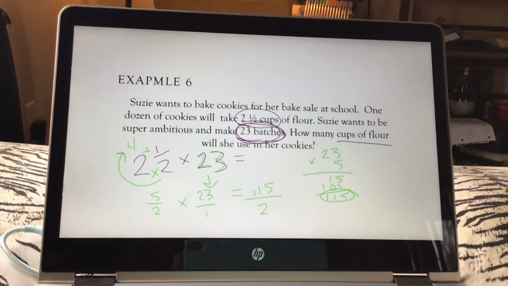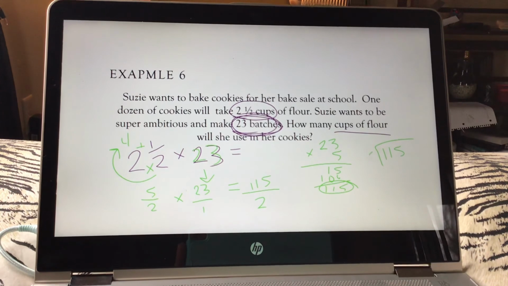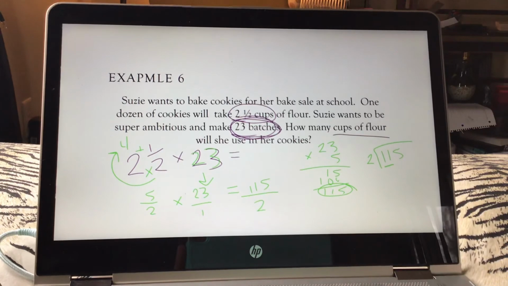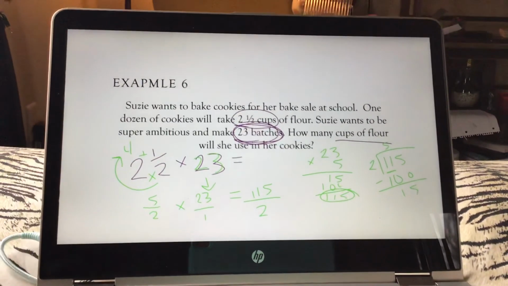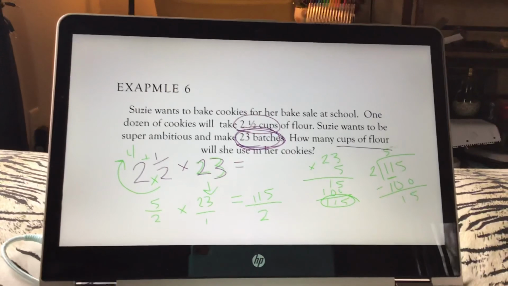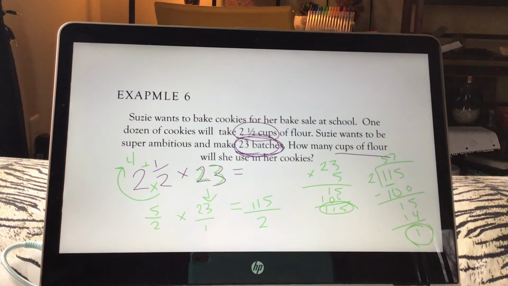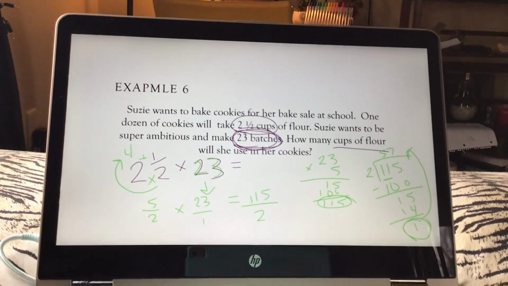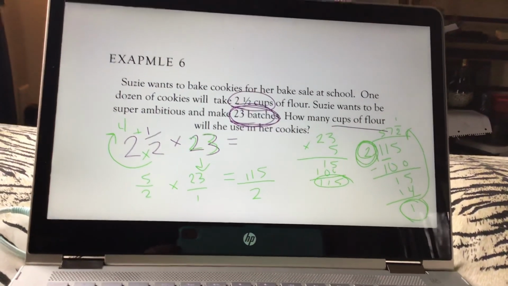Alright. Now, 115 is not an even number. We know it can't go in there equally. So let's take 115, divide by 2. Can't put any 2s in 1, but how many 2s go into 11? 5. That will give us 10. Subtract here, we're left with 15. How many 2s go into 15? 7. It gives us 14. We are left with 1. Don't forget what we do with our remainder. That's going to be part of our fraction up here. So we have 57, 1 over 2. We're going to keep 2 as our denominator.